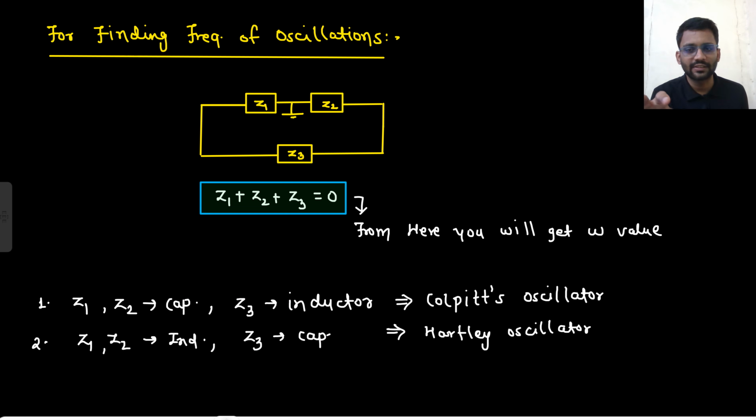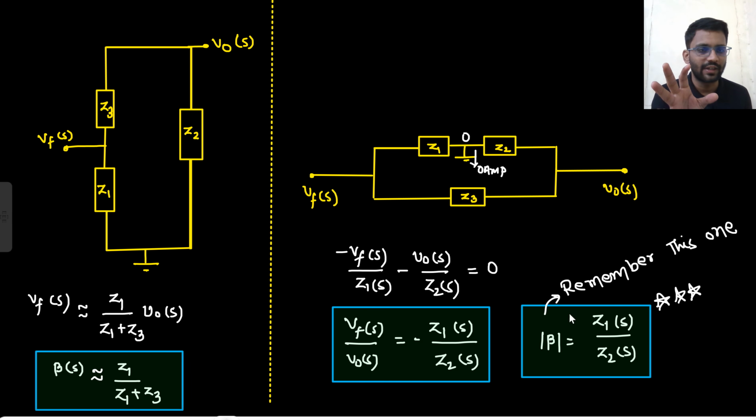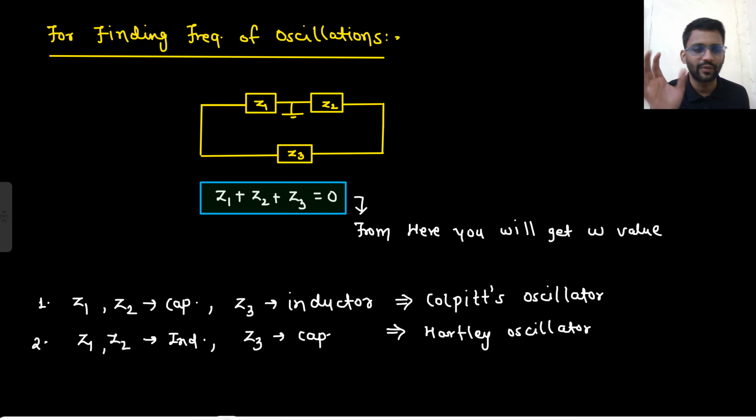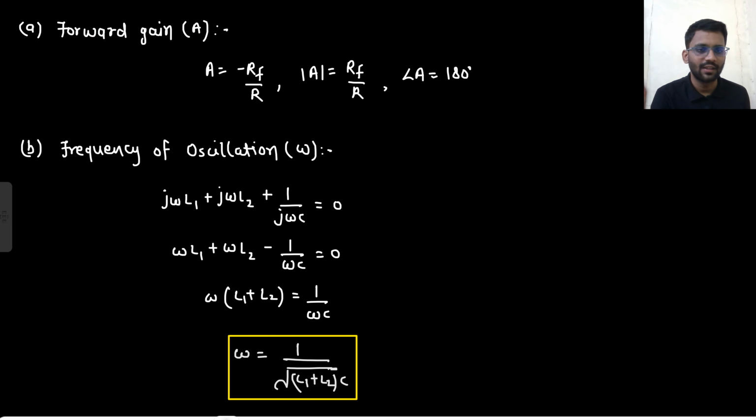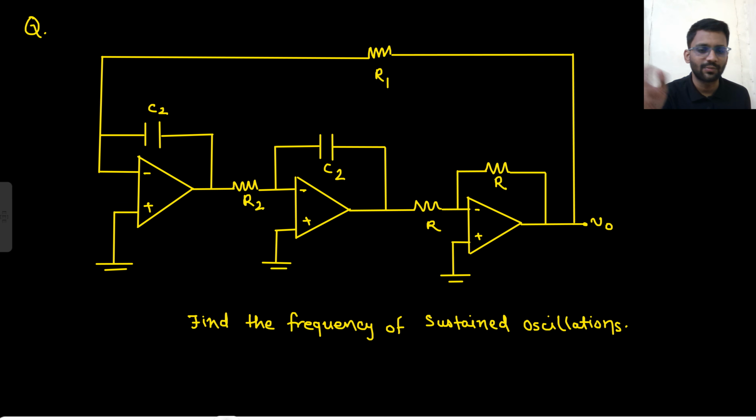So this was just some standard circuits which we covered in some 25 minutes. I told you the method to find the value of beta, and I also told you the method to find the frequency of oscillation. So that's it about these standard circuits. Now let's solve some problems. This is a very good problem. You need to find the frequency of sustained oscillations.